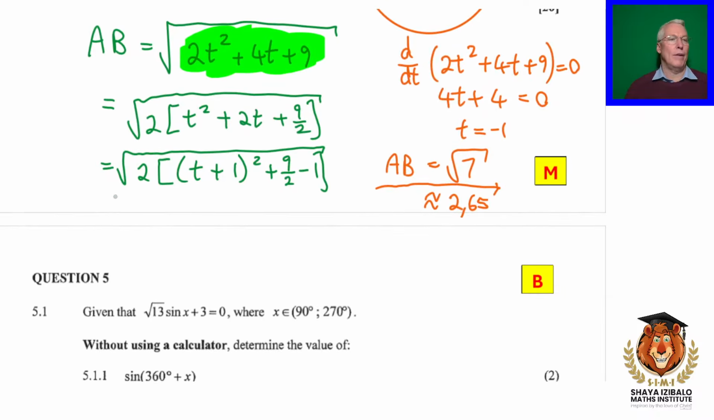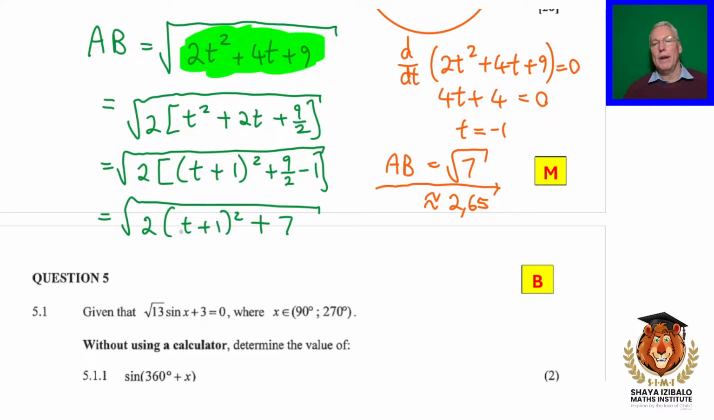Okay, and if I tidy this up, I actually get the square root of 2 lots of t plus 1 all squared. Now this was 7 over 2, and when we multiply the 2 back in, we get 7. Right, and what we can see looking at this is that this will have a minimum length when t equals a minimum of 7, okay, but remember it's underneath the root sign, so the minimum of square root of 7 when t equals -1.